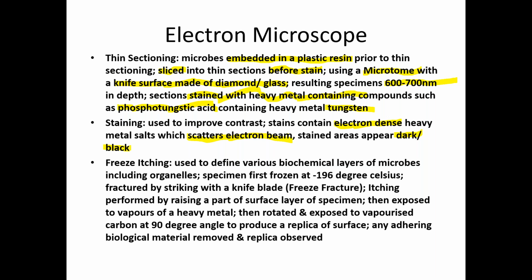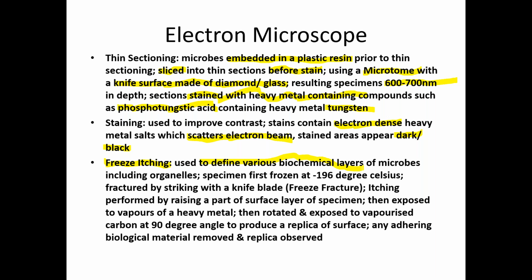Clear? So thin sectioning and staining is a method used for sample preparation in electron microscopy. Now instead of thin sectioning, we have got another method called freeze etching. Freeze etching combined with staining can also be used. Now what is freeze etching? Here what we are doing. In freeze etching, it is first of all used to define various biochemical layers of microorganisms.